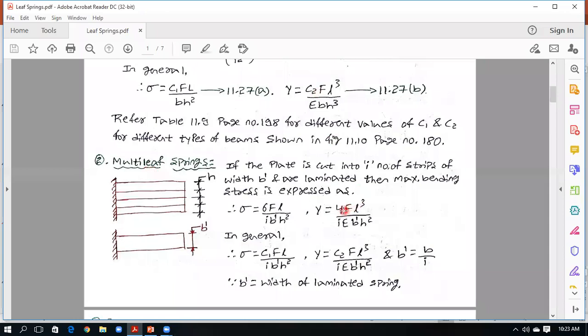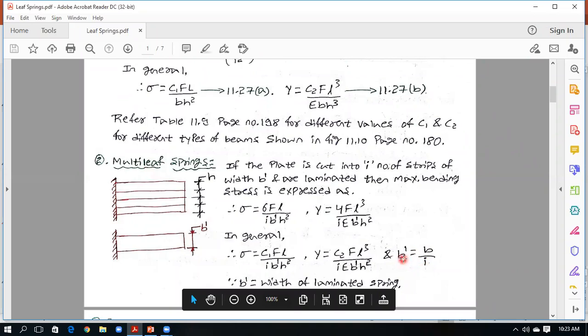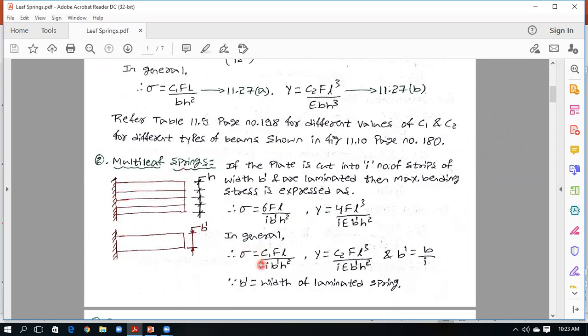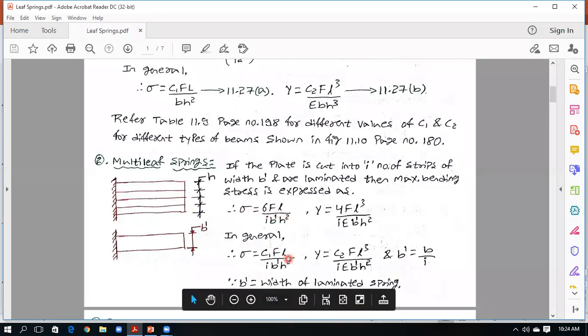Wherever C2 is there, substituted as 4, C1 substituted as 6, and this B, from equation 11.2a, is I into B dash. This is the bending stress equation for multiple leaf spring, and the equation is 11.28b. This is the general equation for multiple leaf. This is particularly for cantilever. This has to be written in a general form. To write it in a general form, I will replace this 6 as C1, 4 as C2.